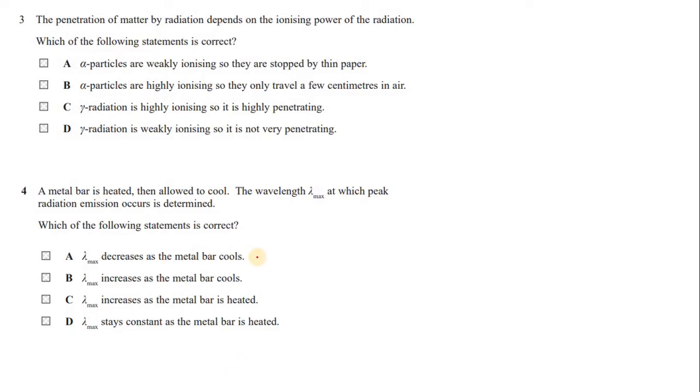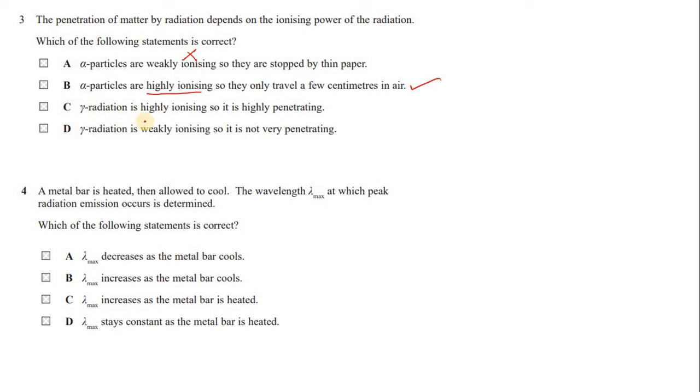Question number 3. The penetration of matter by radiation depends on the ionizing power of the radiation. Which of the following statements is correct? Alpha particles are weakly ionizing. No, alpha particles are strongly ionizing. Alpha particles are highly ionizing. This is correct. So they only travel a few centimeters. Yes, this should be the option.